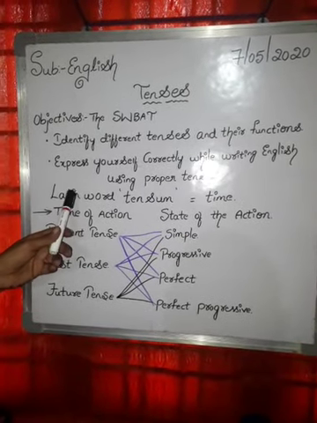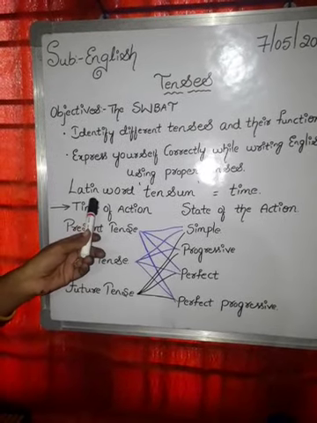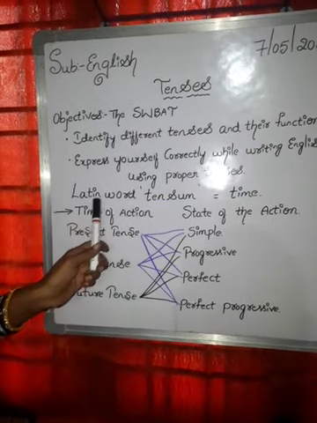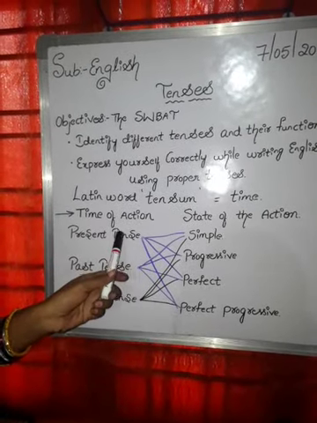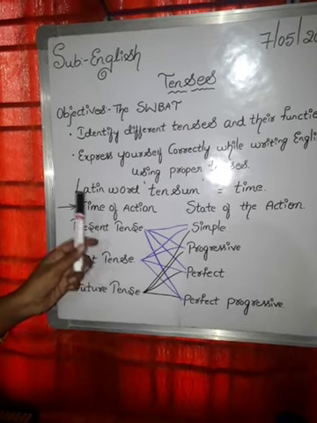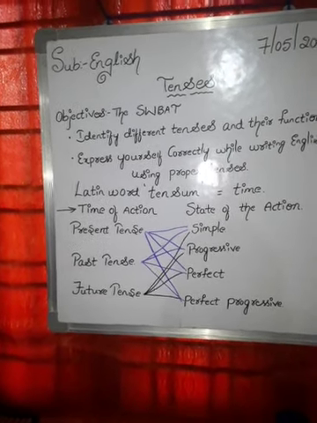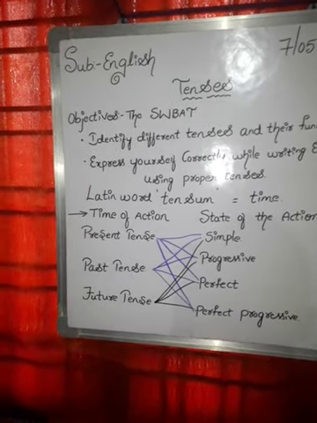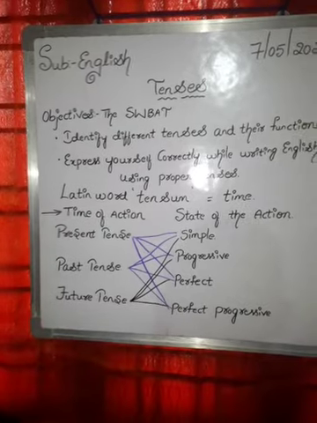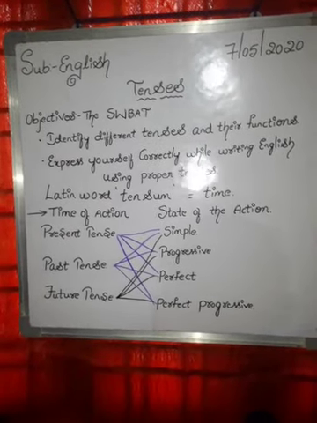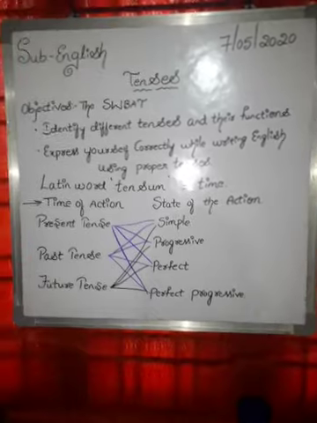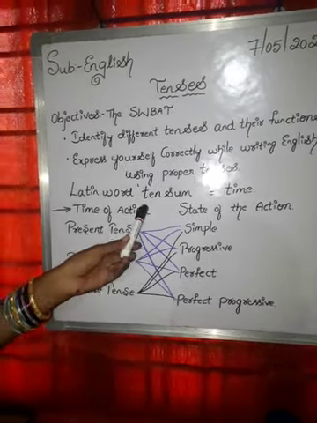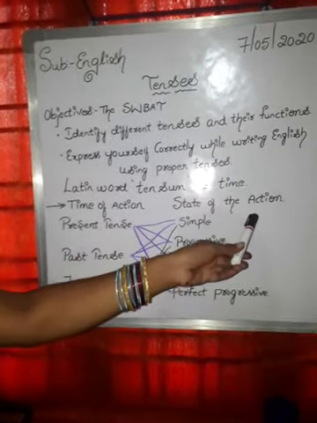Tenses is a word which is derived from the Latin word tensum, which means time. The tense of a verb denotes the status of an action. It is a part and parcel of time which is connected with the verb or action. The tense of a verb denotes two aspects of the action. They are time of action and state of the action.